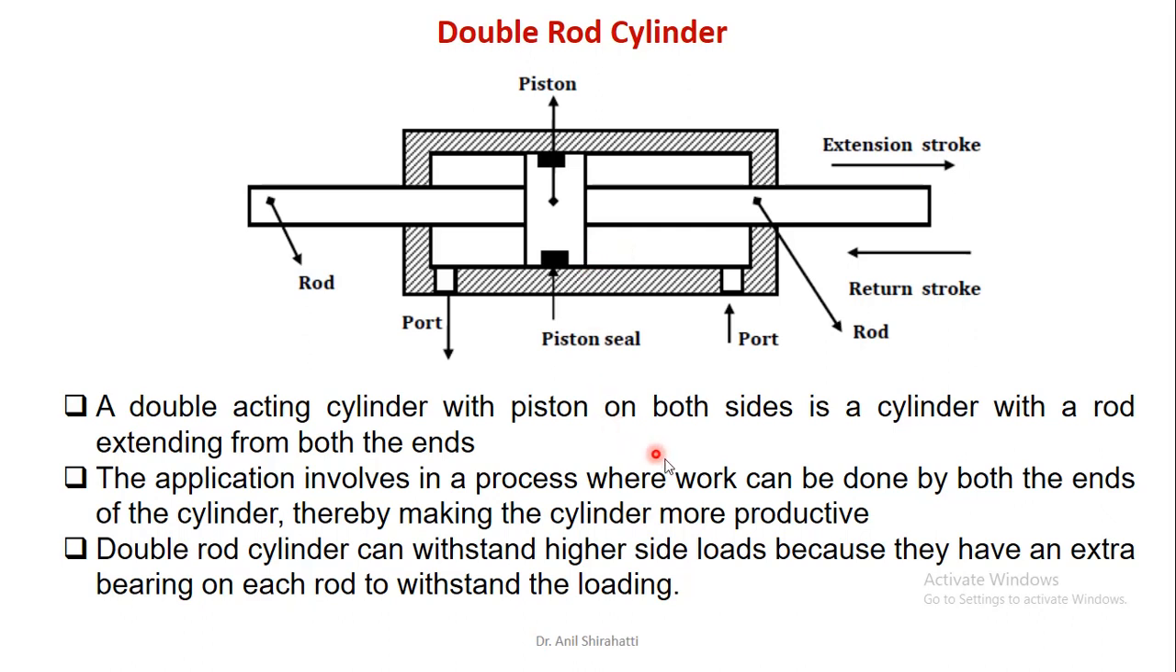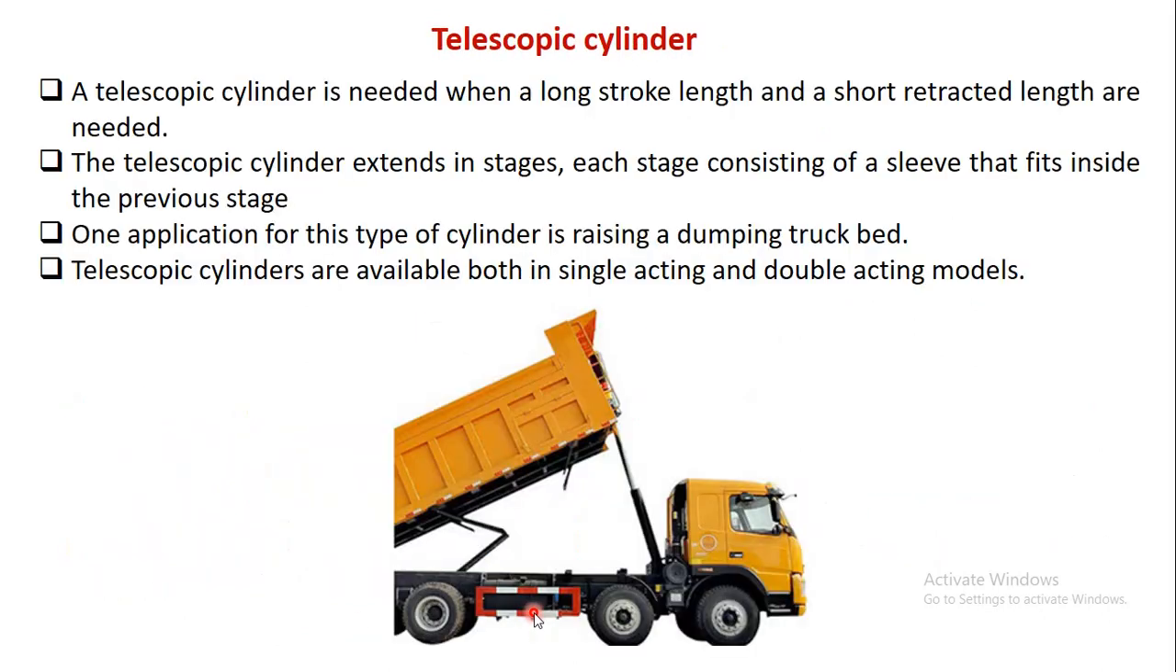This application involves where work can be done at both ends of this cylinder, thereby making the cylinder more productive. Double rod cylinders can withstand higher side loads because they have extra bearing on each rod to withstand the loading conditions. Next is the telescopic cylinder.